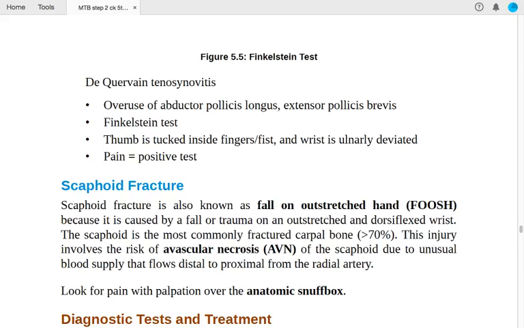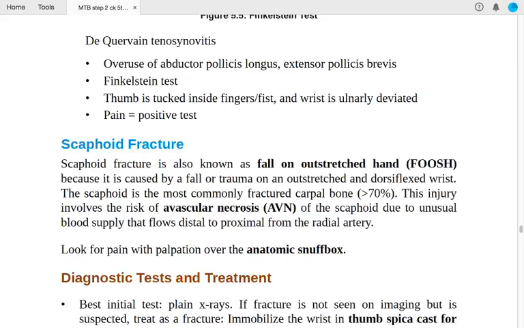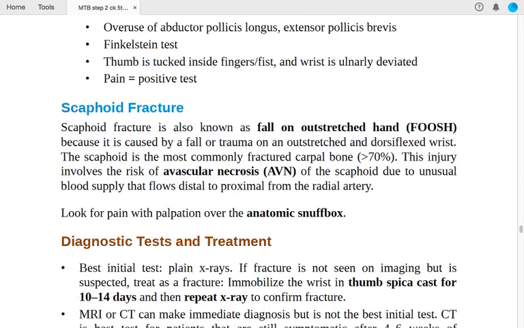And the second point we have to remember is that in a scaphoid fracture there is a risk of avascular necrosis. Definitely avascular necrosis of the scaphoid bone, right? Now look for pain with palpation over the anatomic snuff box. When you palpate over the anatomical snuff box, there you can see the anatomical snuff box.